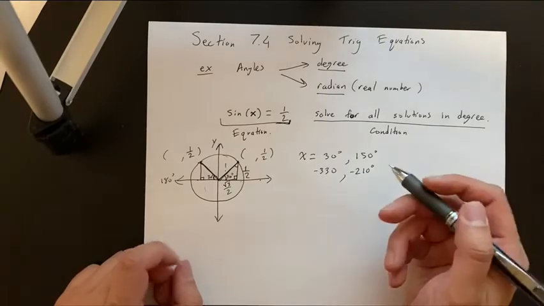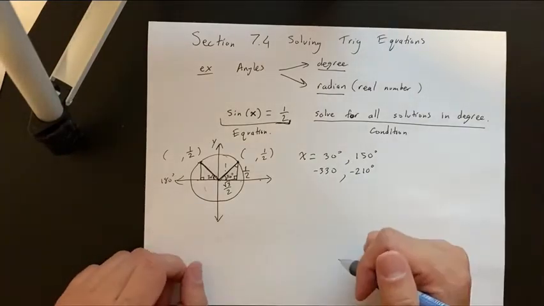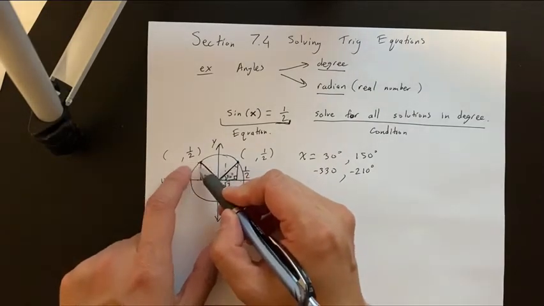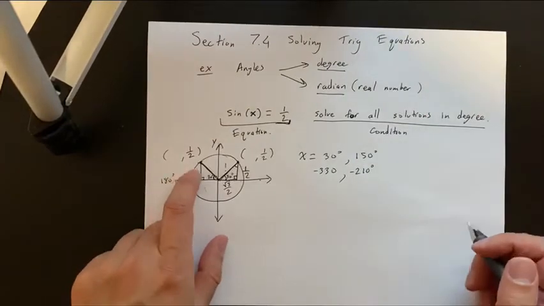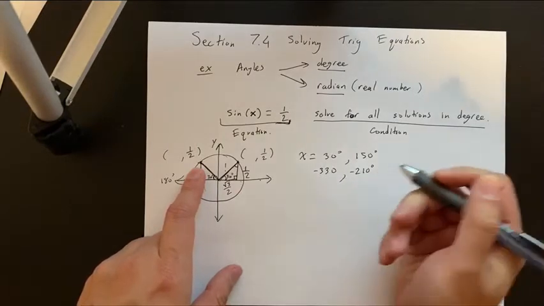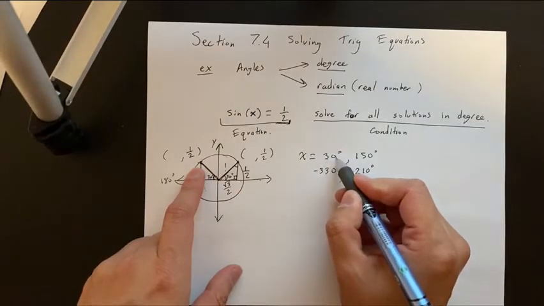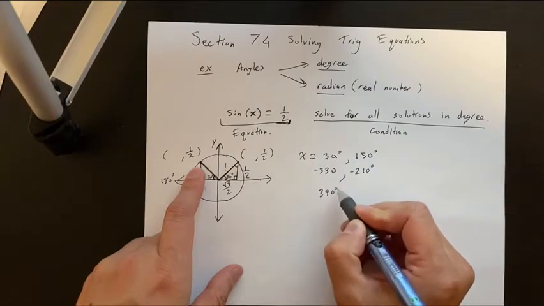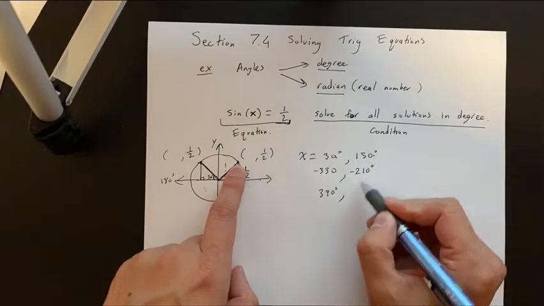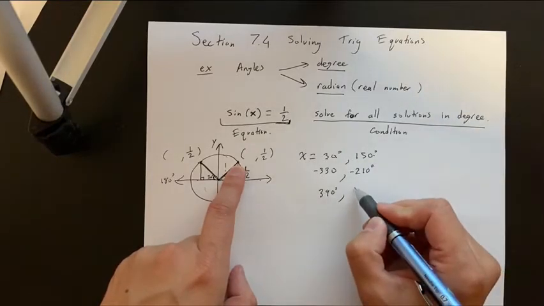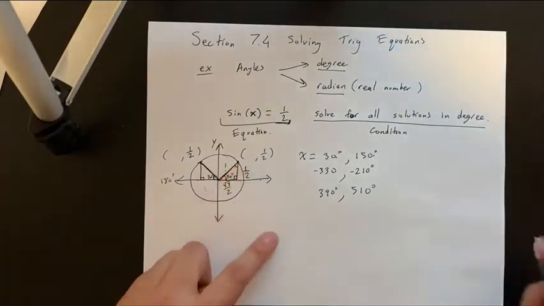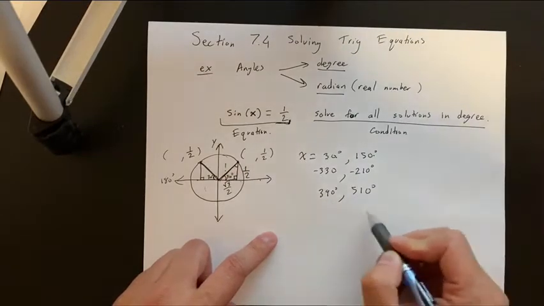And we can actually get more by adding or subtracting 360. Because for any coterminal angle, you just add or subtract 360, and you get another value for the same position. So I can keep on going. Let's add 360 to this one. I'll get 390. That's another value for this position. If I add 360, I'll get 510. And really this list will be an infinite list.